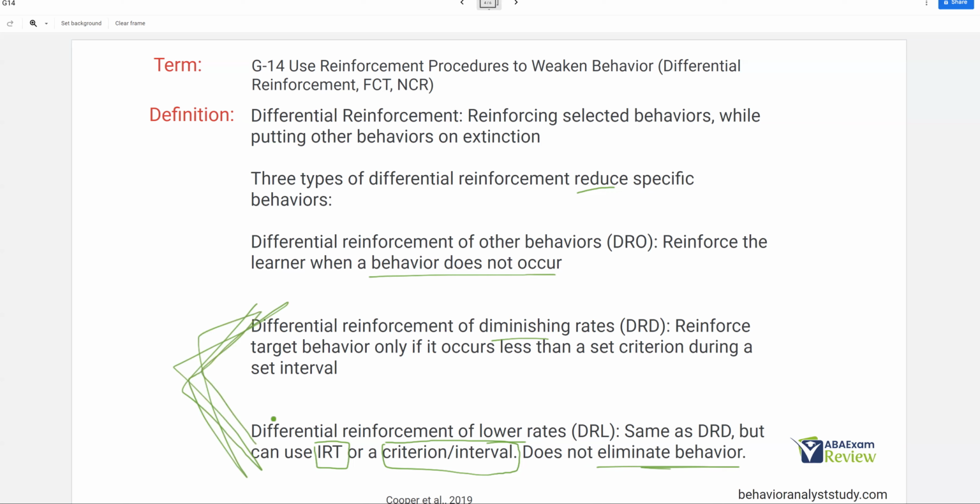Both are working to decrease the behavior. And then with DRO, we're trying to get rid of a behavior by reinforcing when it doesn't occur at all.